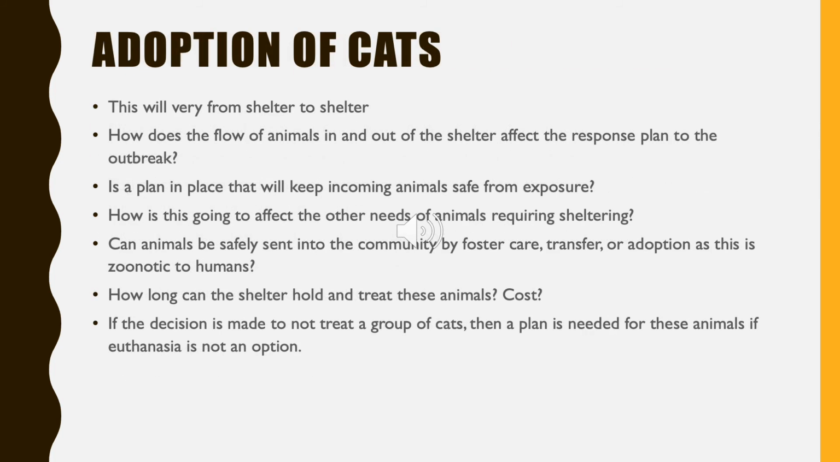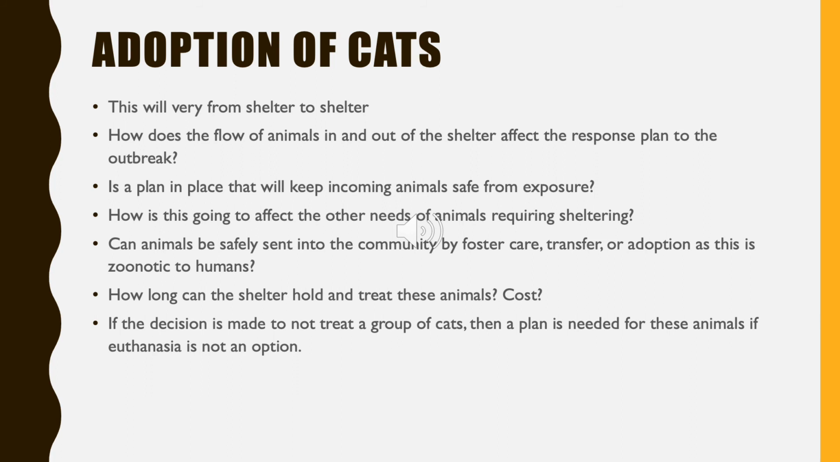Adoptions of cats will vary from shelter to shelter as the rate of turnover and live release also vary. Shelters will need to answer some questions to determine how adoption may continue during an outbreak. Number 1, how does the flow of animals in and out of the shelter affect the response plan to the outbreak? Number 2, is a plan in place that will keep incoming animals safe from exposure? Number 3, how is this going to affect the other needs of animals requiring sheltering?